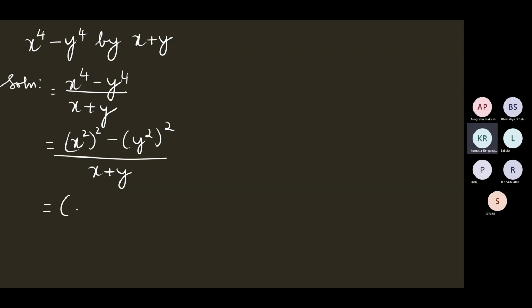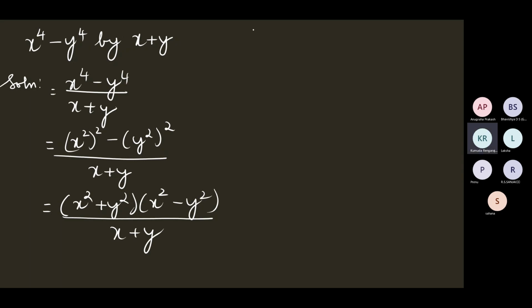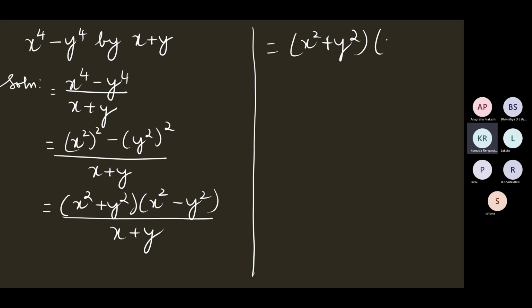So tell me the factors. X square plus y square, very good, into x square minus y square, very nice, divided by x plus y as it is. Now further, x square plus y square cannot be factorized because it's plus here. But x square minus y square, we know, is x plus y into x minus y. That's the identity. Divided by x plus y.